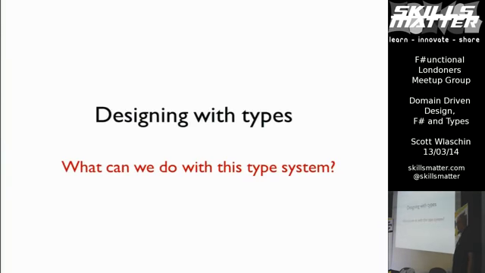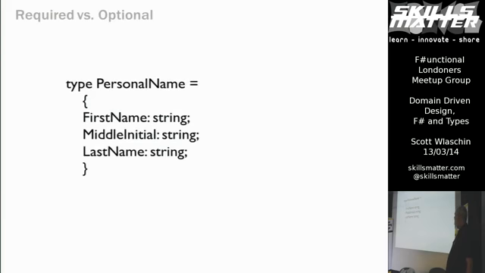All right, so designing with types. What can we do with this type system now that we've seen it? Let's take it out for a spin. Let's go back to one of our original examples, a personal name, and see if we can fix it up a bit. Let's start off by talking about required versus optional. Here, the middle initial is optional, and the first and last name are required. So how can we model that?